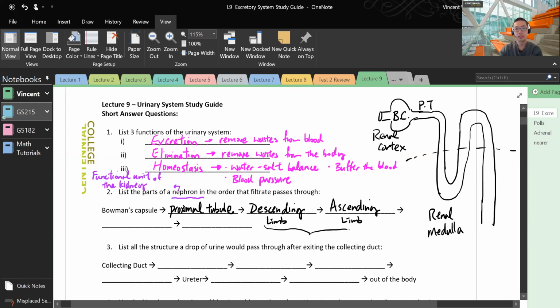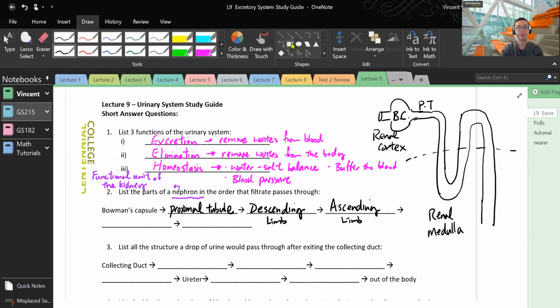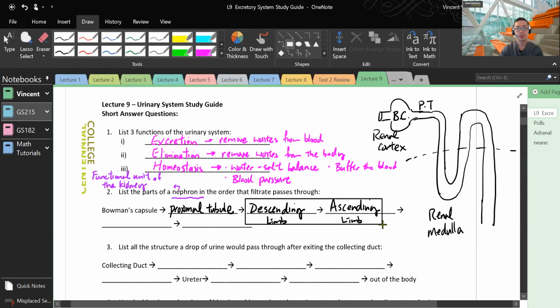Let me just quickly check to see if you guys know what I'm talking about. Together, what do we call them? Anybody know? What is this U-shaped structure called? Okay, so this is the loop of Henle. I'm just going to put LOH here.